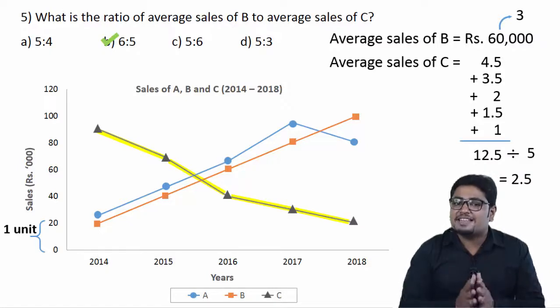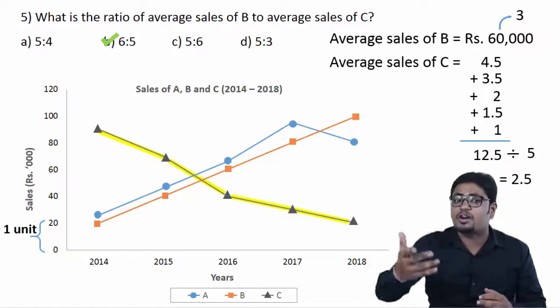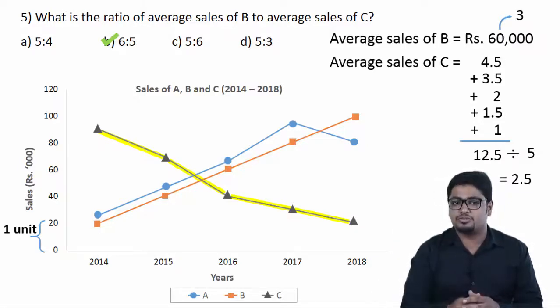If an average is asked in a graph and values on the y-axis are pretty huge for addition, go with this approach. Assume each division as 1 unit and calculate the average.